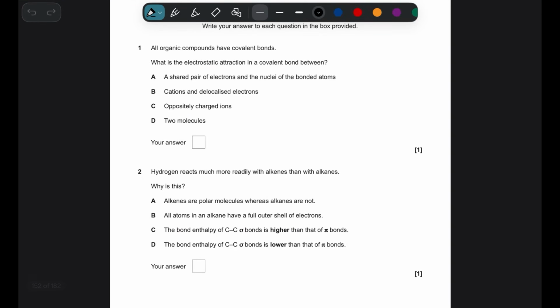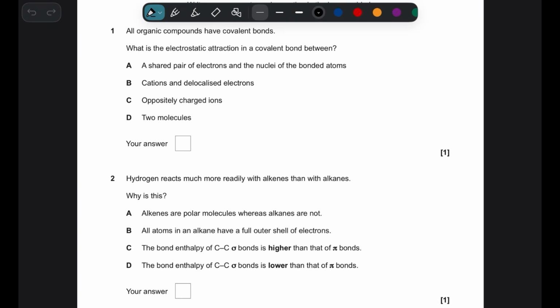Okay, so first of all, we're looking at this question. It said, all compounds have covalent bonds. What is the electrostatic attraction in a covalent bond between? So you just need to kind of know the terms. So shared pair of electrons and the nuclei of the bonded atoms. That's going to be the answer. That's a covalent bond. But just know what the others are to help you out.